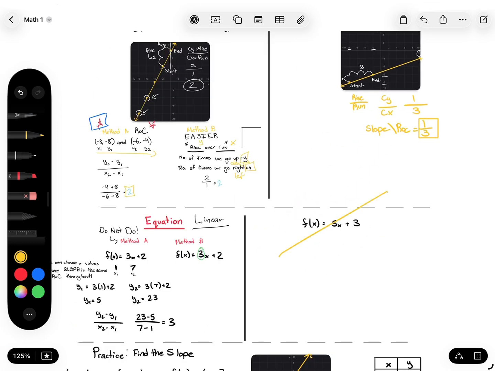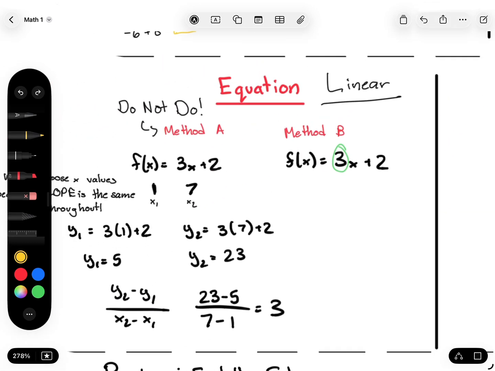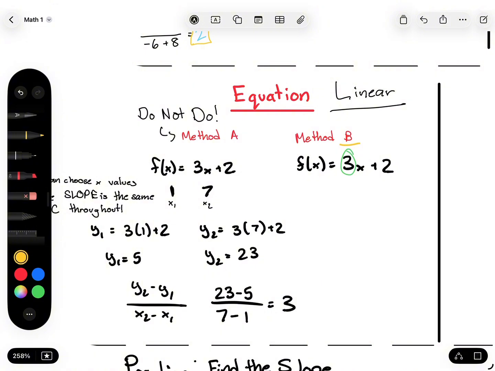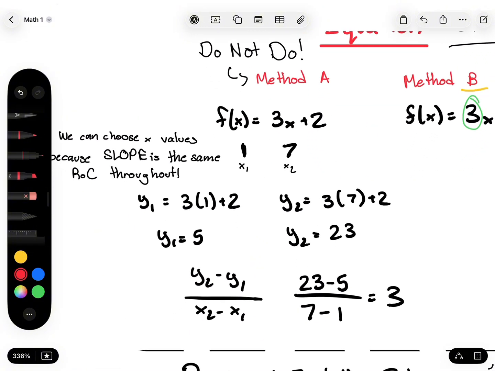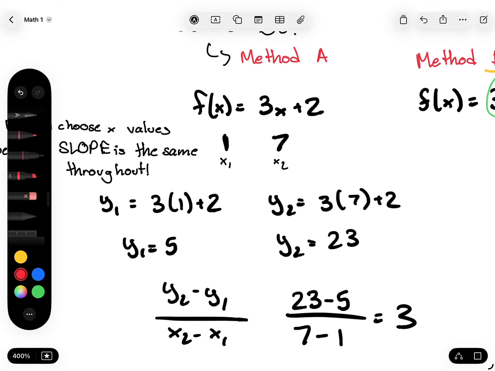Lastly, we have equation, which I will force you to only do method B, no matter what the situation is. If you do method A, I honestly do not know what to say. So our equation is f of x equals 3x plus 2. If you recall, in our previous video, I talked about how you're given a range of numbers or an inequality that allows you to choose which numbers to choose from.